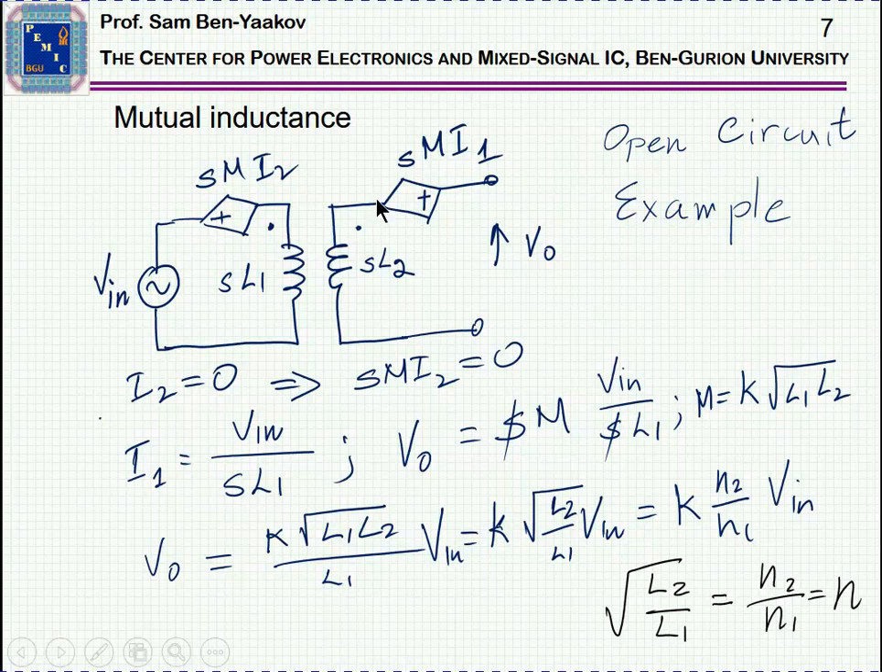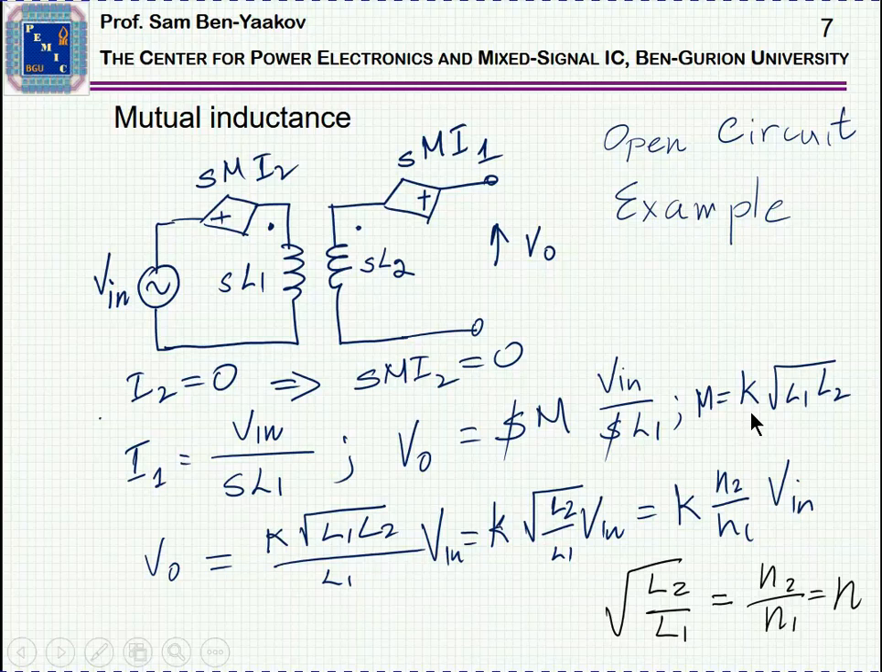So in this case, I2, that is the current here, is of course 0, so therefore there is no induced voltage here, and the current at the primary will be V in over the impedance in the Laplace form, sL1. This is the current here, and therefore the output voltage, which will be only this dependent source, will be sM times V in over sL1. This is the current of the primary. The Laplace operator is sort of divided out, and M is K times the square root of L1 L2.